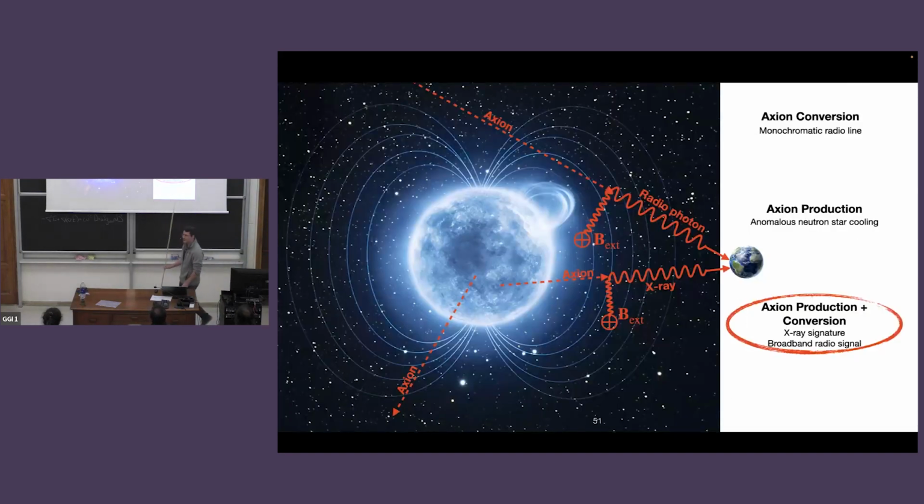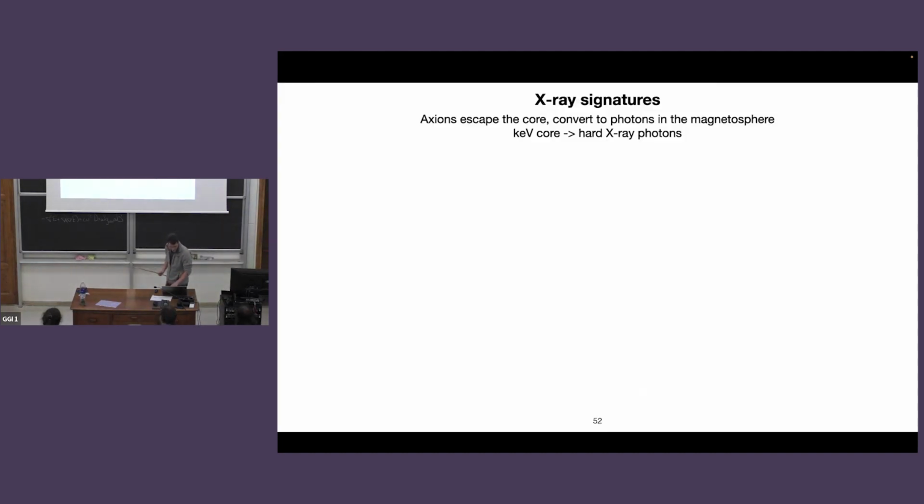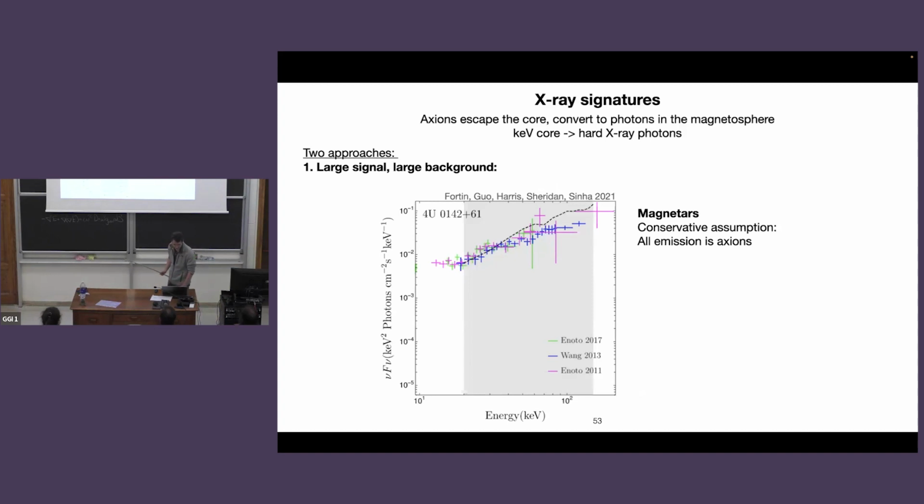All right, so with that, let's just move over to the last part: axion production and then conversion. Now, in this case, we produce axions and we convert them somewhere in the magnetosphere, and that leads to typically a hard X-ray. So for the really young ones to soft gamma rays. There are two different approaches to deal with this.